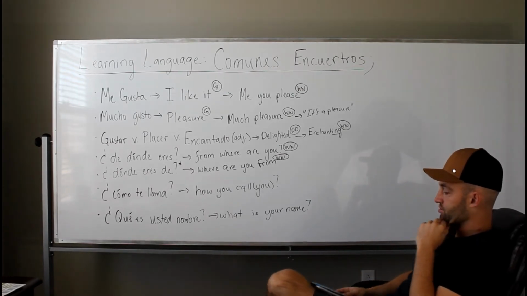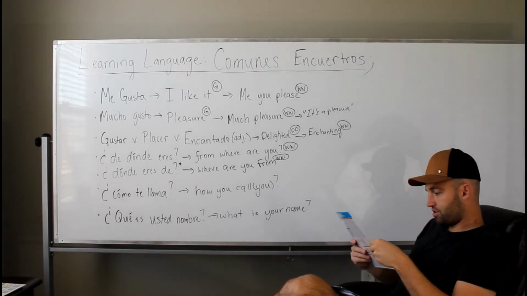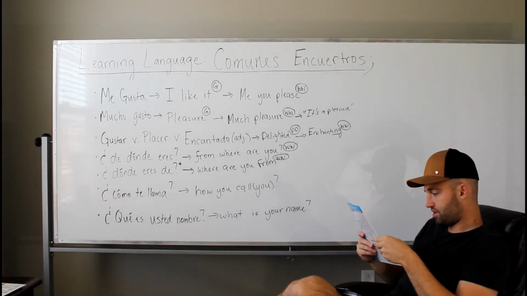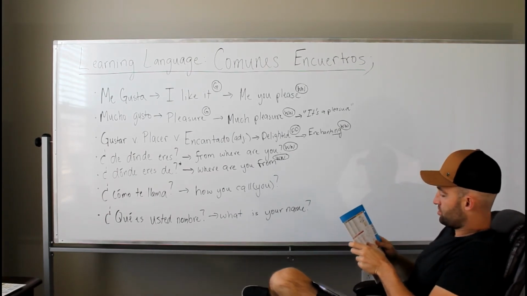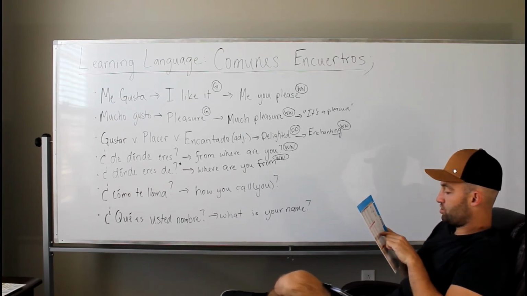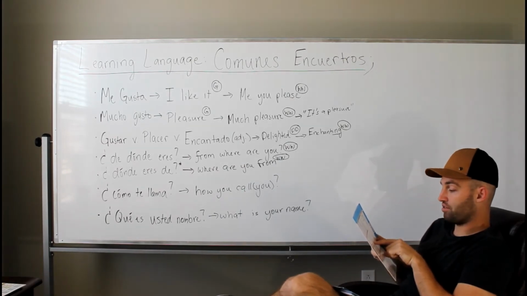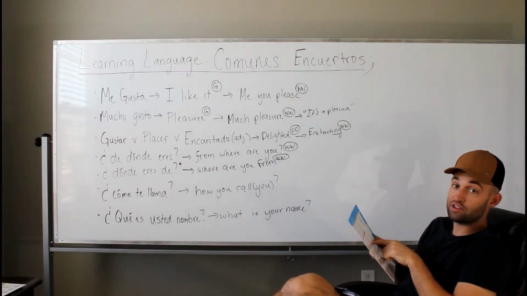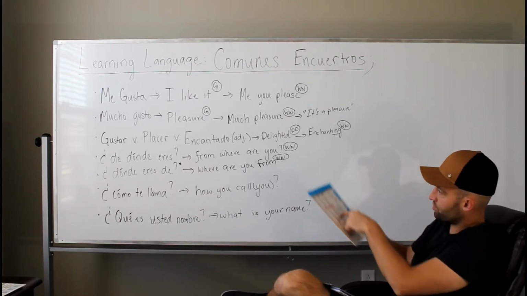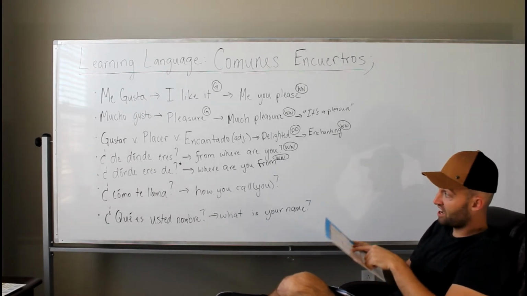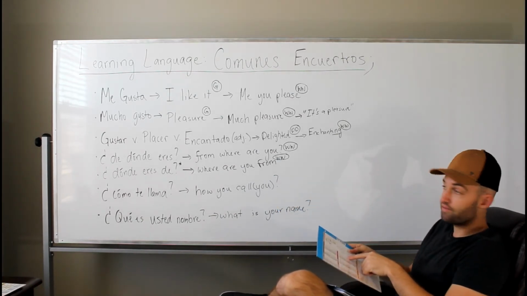De donde eres? Right here on this page, where the encounters go, it says de donde eres. What does it say? Where are you from? Or it says, de donde es usted? From where is you? De donde es usted is literally from where is you. That sounds super slang, but that's what that says. De donde eres, from where are you? Word for word, where are you from is donde eres de. Donde, where, eres, you, from, de.